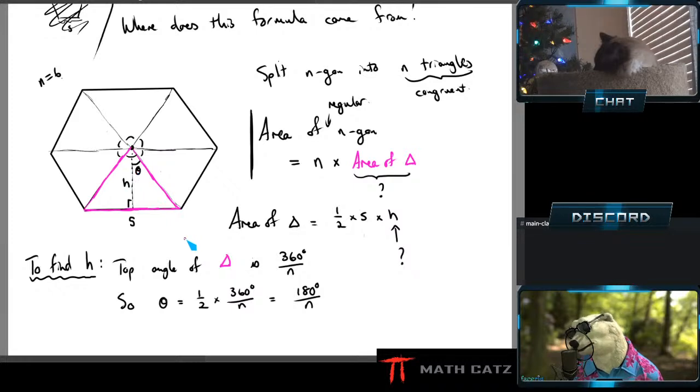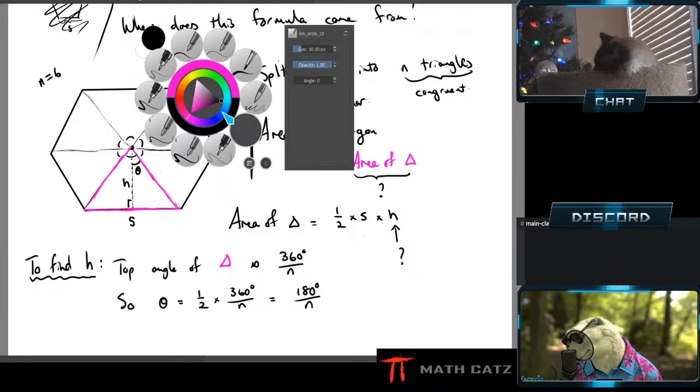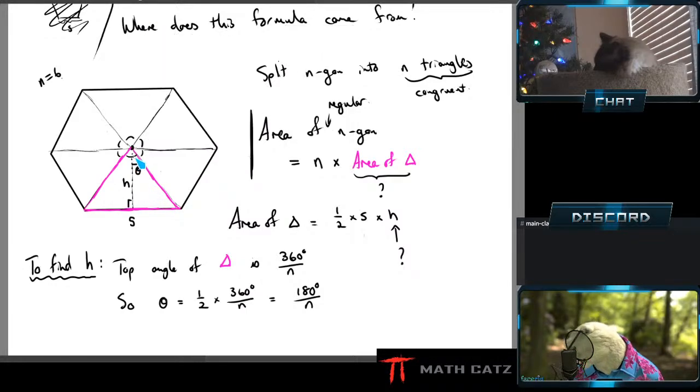That's my theta. And I need this because, just like before, I want to get down to a right angle triangle. Let's make it blue. I want a right angle triangle so I can bring in my trigonometric functions, because they're going to relate an angle to a side length.